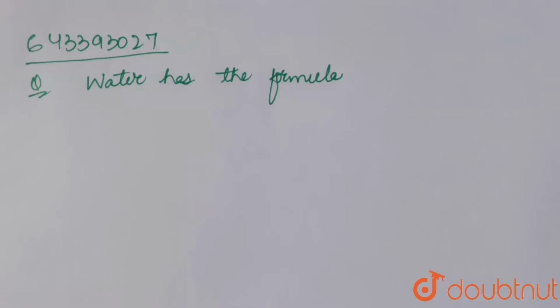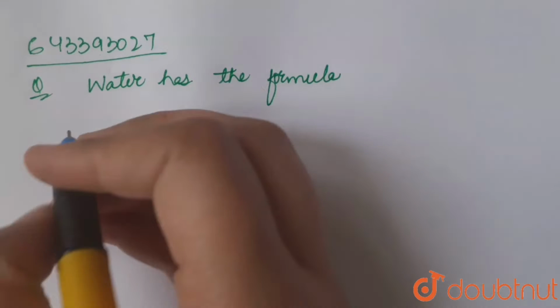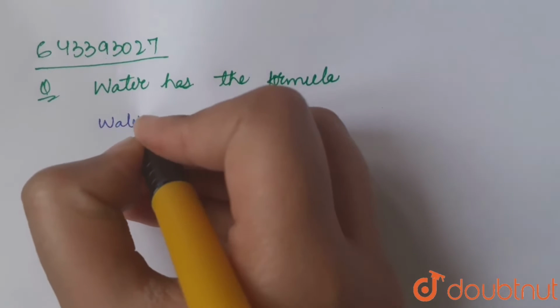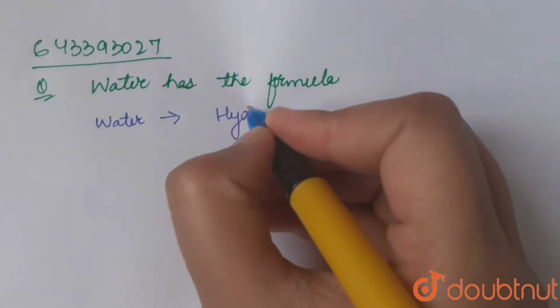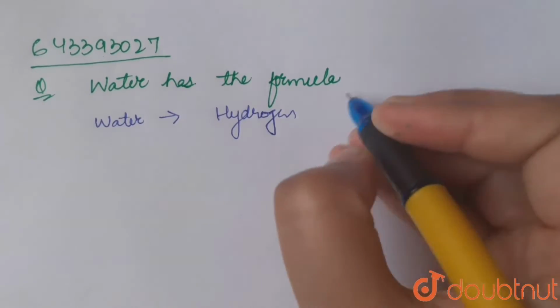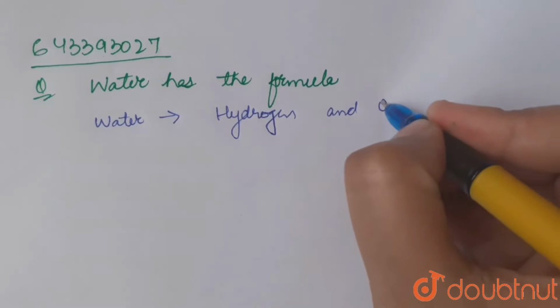Hi everyone, let's start the question. The question says, water has a formula. Water is a substance which is composed of hydrogen and oxygen.